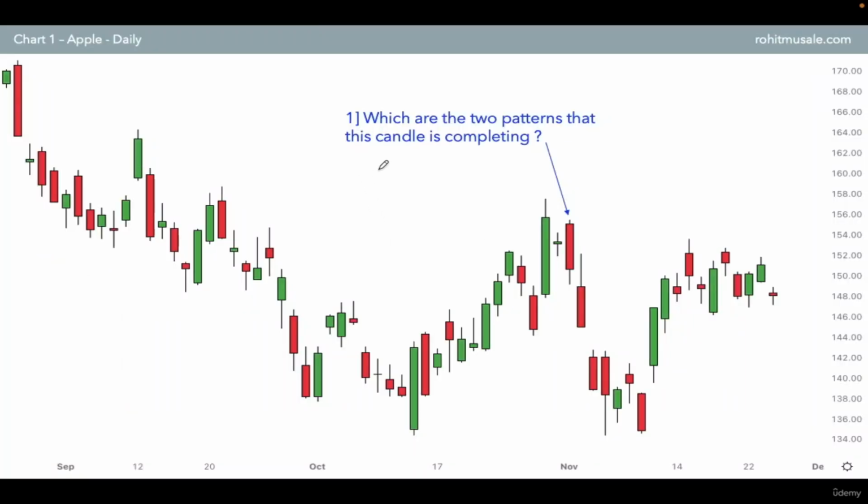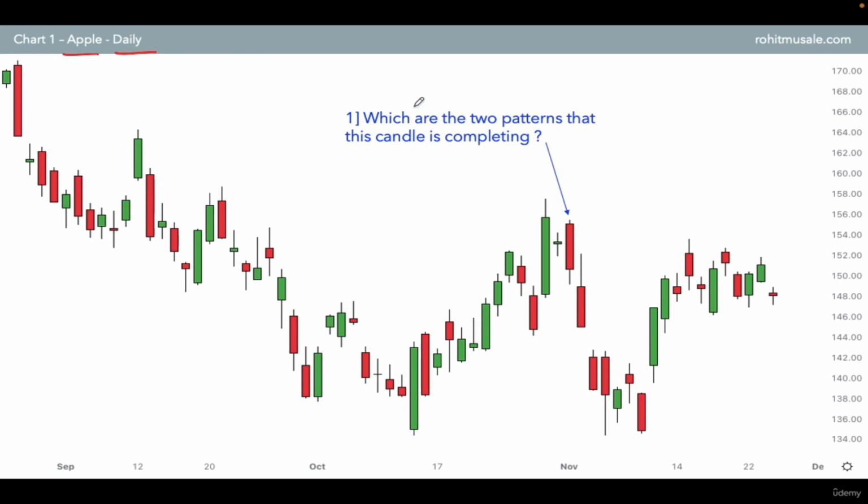This is our first chart. In this section, we will look at American stocks. So this is a daily chart of Apple. Let us look at the 7 questions in this chart. And in the next video, we will look at the answers.